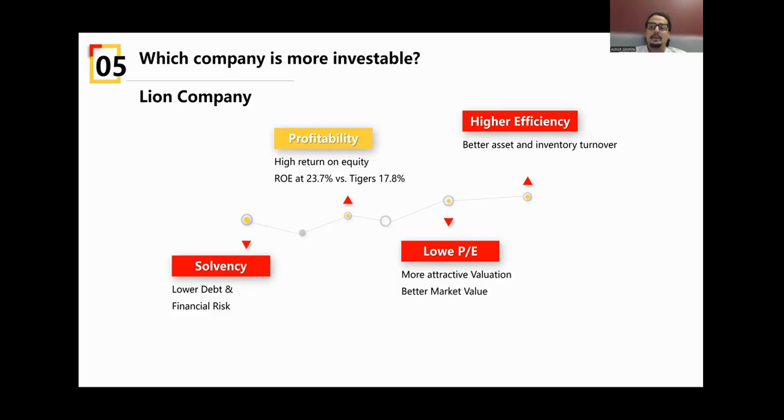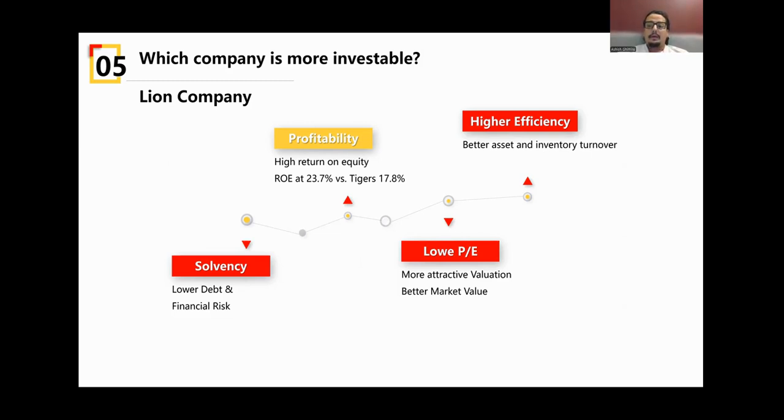Its capital structure is more balanced, it takes on less debt, and it still maintains strong returns. This is exactly the kind of profile long-term investors look for: a company that is not only profitable but also financially sound and less exposed to risks. Additionally, from a market valuation standpoint, Lion offers a better investor proposition. A lower PE ratio, as mentioned earlier, means you are getting more earnings for every dollar invested.